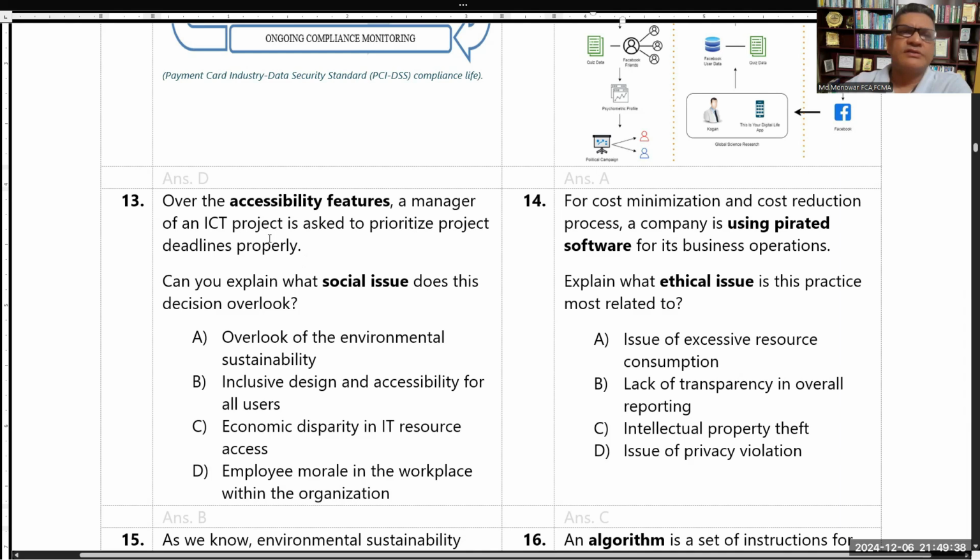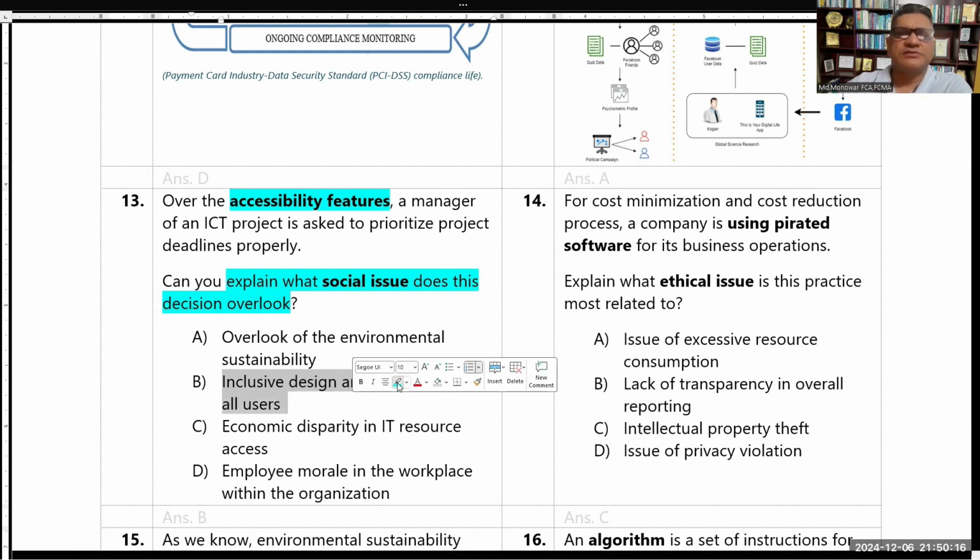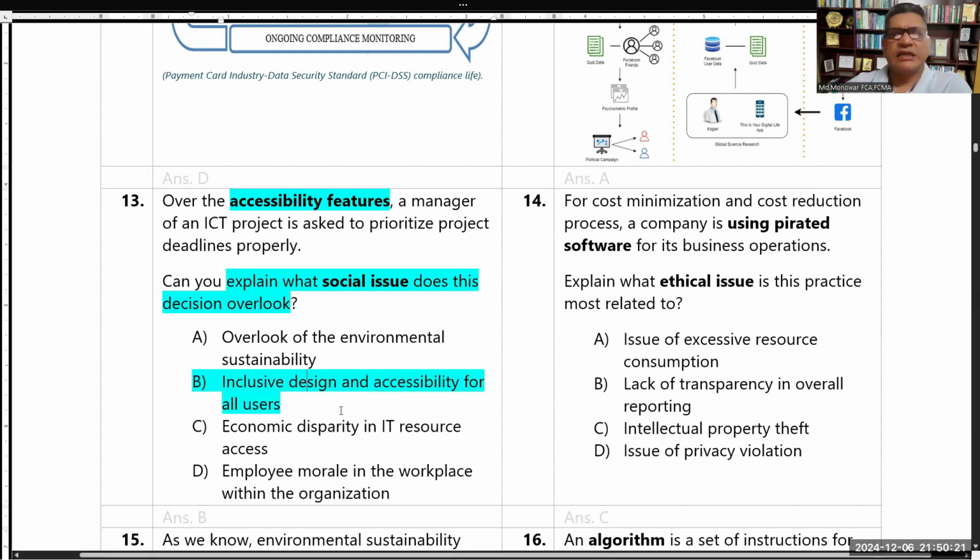Then again, over the accessibility features, a manager of an ICT project is asked to prioritize the project deadline. Can you explain what social issue this decision overlooks? The social issue is inclusive design and accessibility for all users. Inclusive design and accessibility for all users.